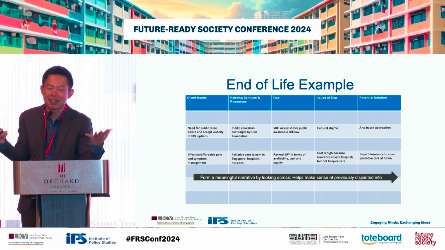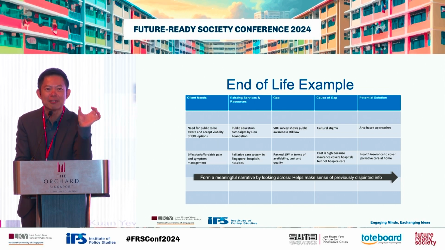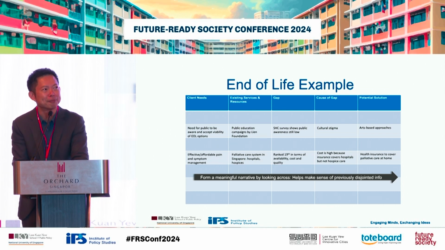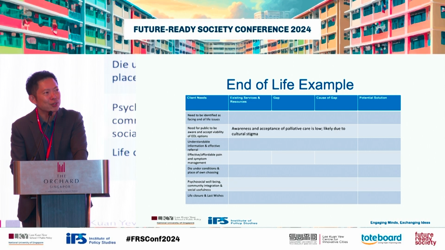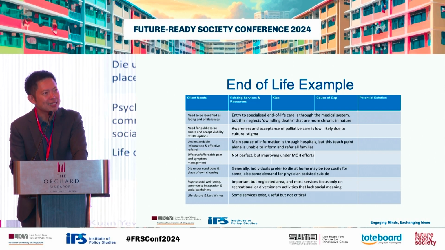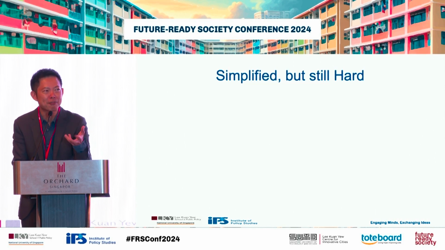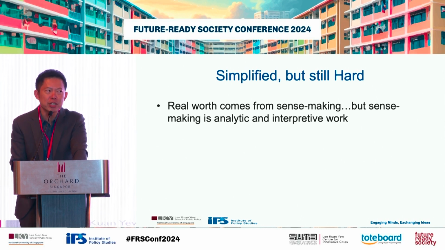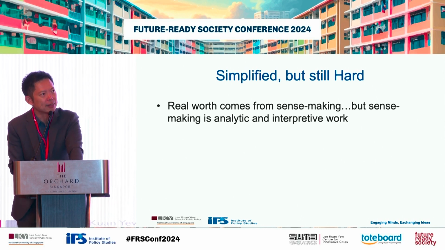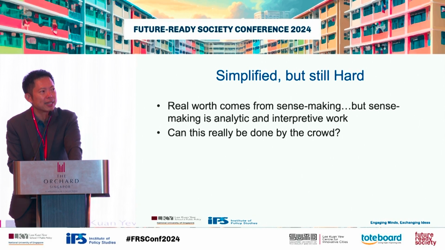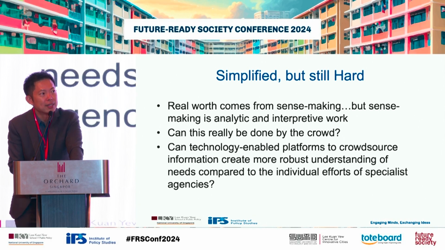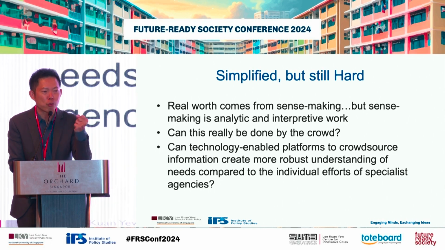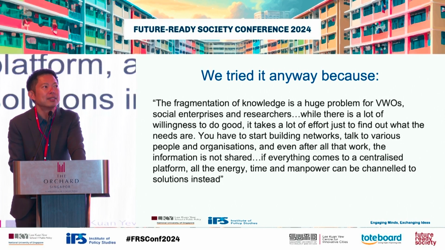Now that's the hard part. The hard part of social science is this meaningful narrative that you piece together. And so then you arrive at some kind of sense-making like this. So it's simplified but still hard. And I figured the real worth comes from the sense-making, but sense-making is hard work. Can this really be done by the crowd? Can technology enable platforms to crowdsource information, create this kind of robust understanding that's sensible and meaningful to the people who want to use it?